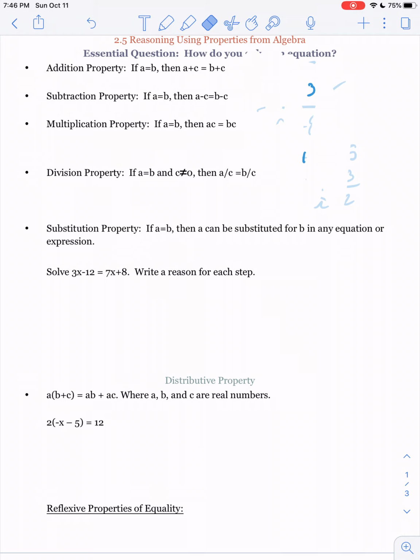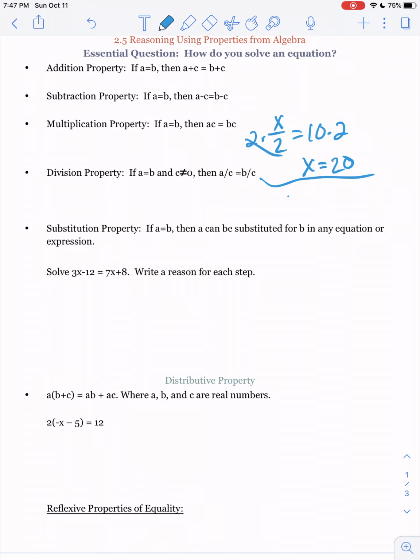And I'm sure you can guess the multiplication and division properties of equality. Multiplication says if you have, say, x over 2 equals 10, you can multiply both sides by 2 and you get x equals 20. For the division property of equality, say you have 3x equals 9, divide each side by 3, x equals 3. That's called the division property of equality.